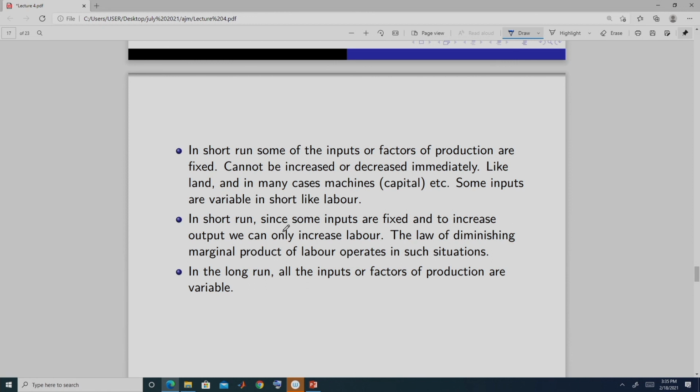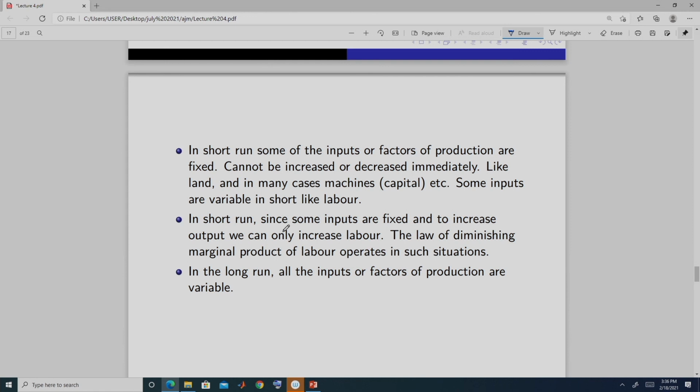but in the long run all the factors of production or inputs are variable. We can change as many machines as we want to use, because it is the long run. Here there is no distinct demarcation that this many time periods denotes short run and more than this many is long run. But the idea is something like this: if some of these inputs cannot be varied, cannot be increased or decreased immediately, then we say we are in the short run. But if all the factors can be varied, then we say we are in the long run.